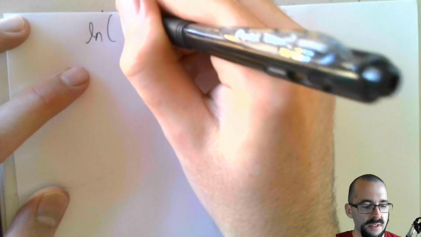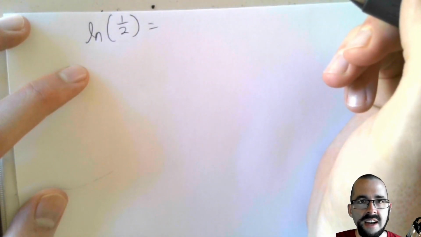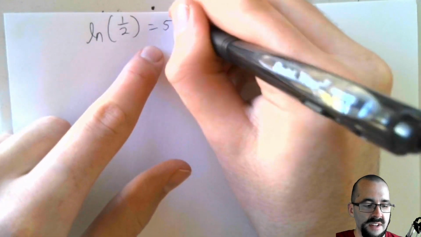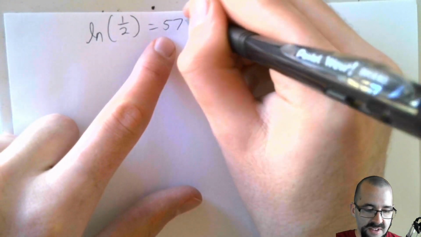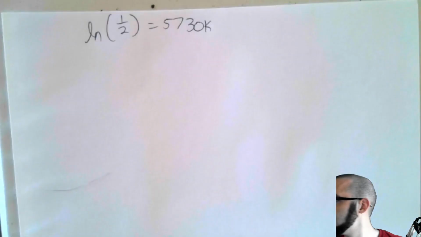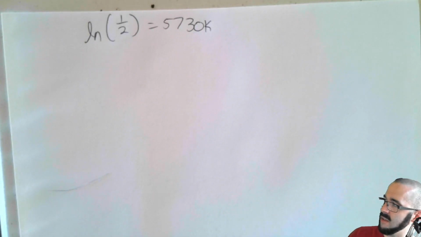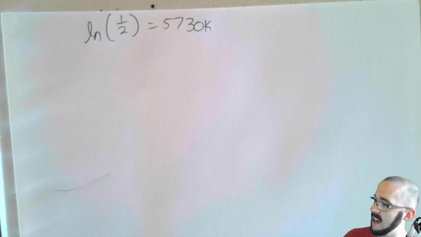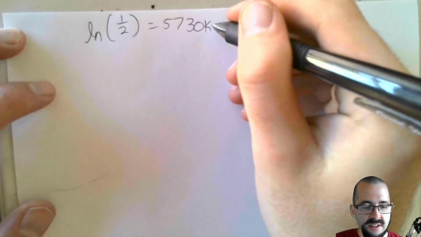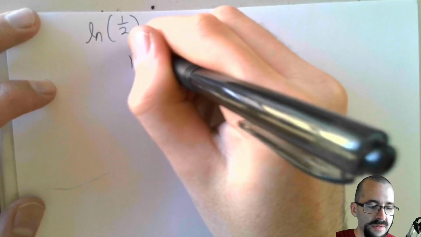The natural log of the left-hand side was 50 over 100. That simplifies to 1/2, equals the natural log of the right-hand side. The natural log and e to the x cancel each other out, so the right-hand side is just left with 5730 times K. And I'm pretty sure that's the half-life I'm using today. Yeah, 5730. So now to solve for K, we just divide by the coefficient.